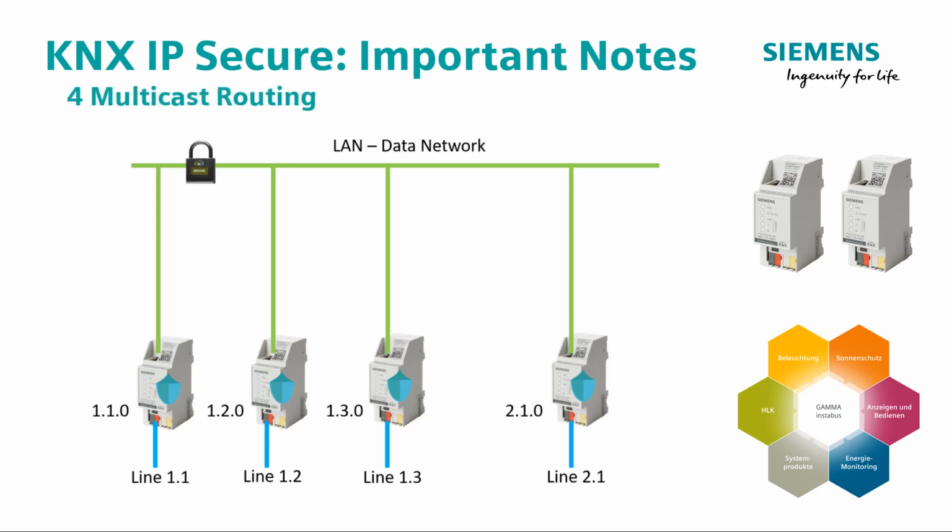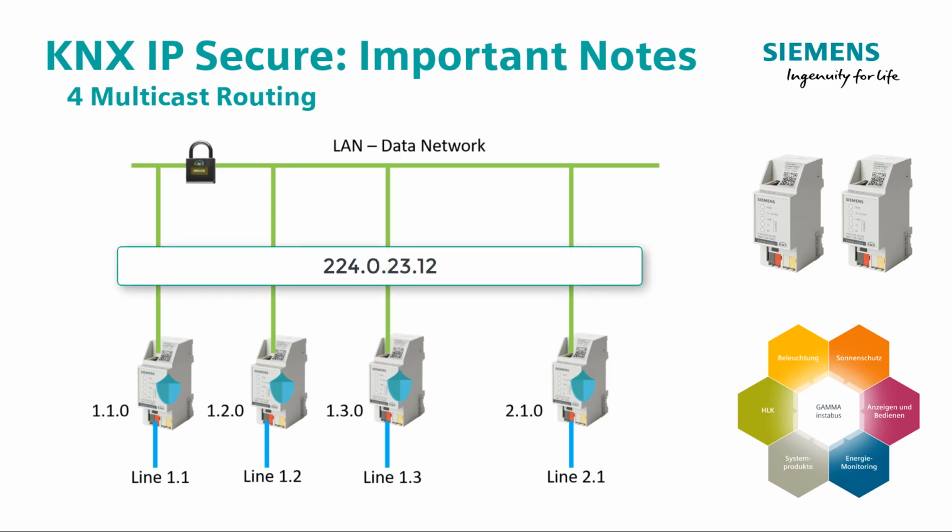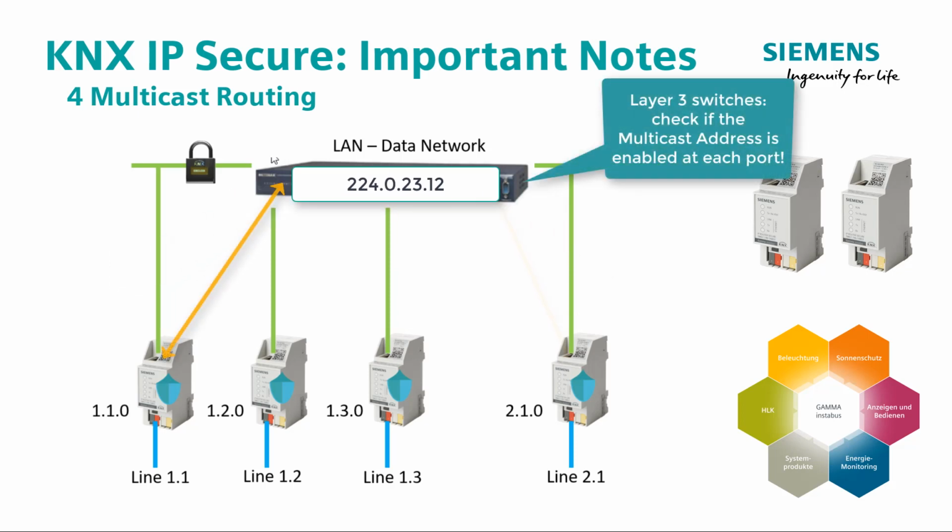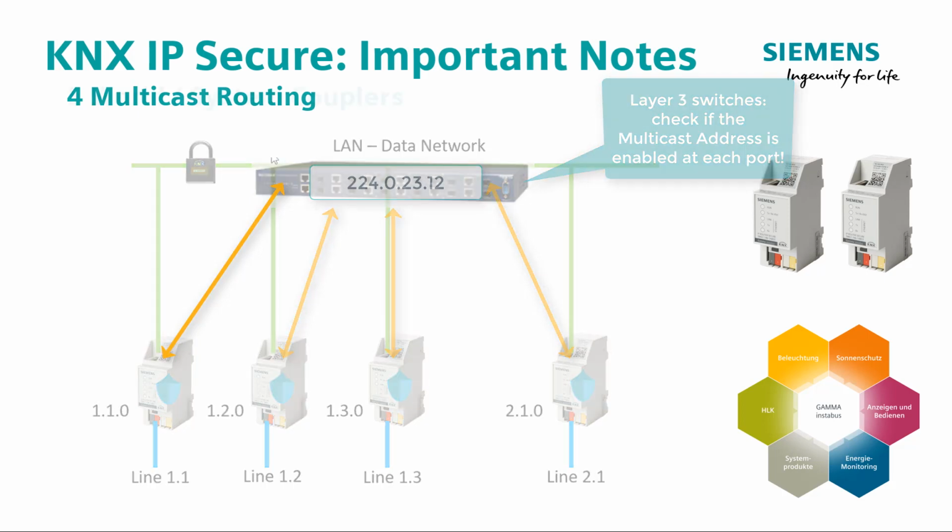4. Multicast routing. Multicast routing must be enabled in the local network. The network infrastructure used, routers and switches, must forward the multicast address used, standard 224.0.23.12. For layer 3 switches, this multicast address may have to be enabled individually for each port.